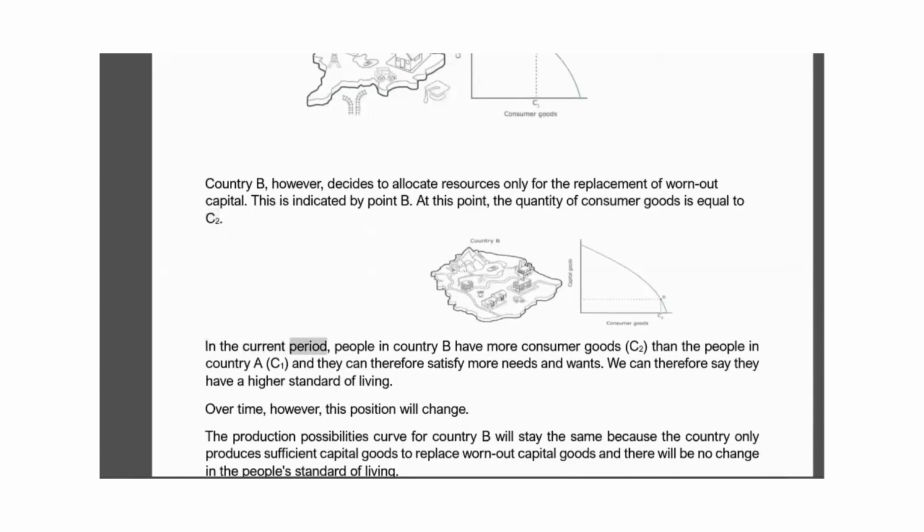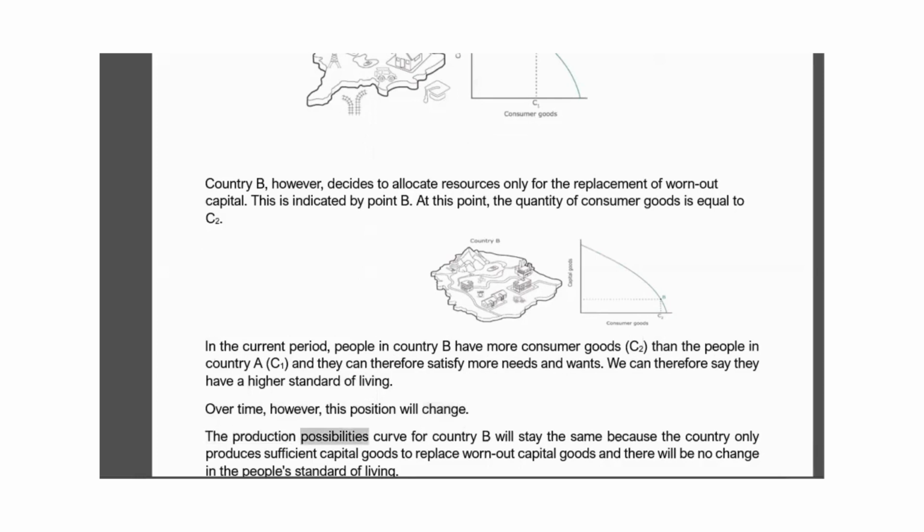In the current period, people in country B have more consumer goods, C2, than the people in country A, C1, and they can therefore satisfy more needs and wants. We can therefore say they have a higher standard of living. Over time, however, this position will change.